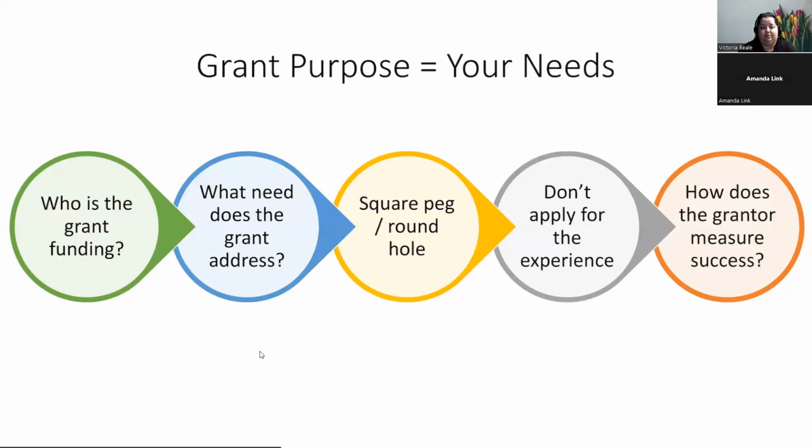So don't do that. Make sure that you are applying just for grants that want to fund what your needs are. So, who is the grant funding? That's probably a threshold question. Make sure that you fit the group who they intend to fund. There are specific grants that are just for local public agencies, and other grants that are just for nonprofits. And you can always try to work with someone and build a team to apply for grants.